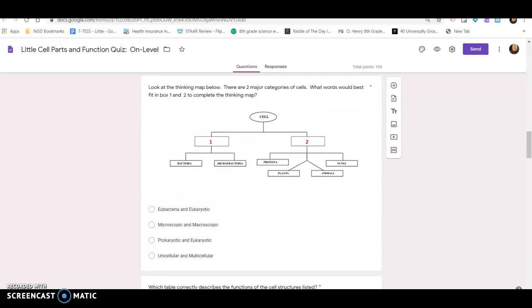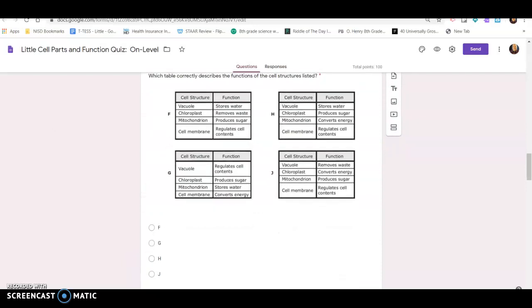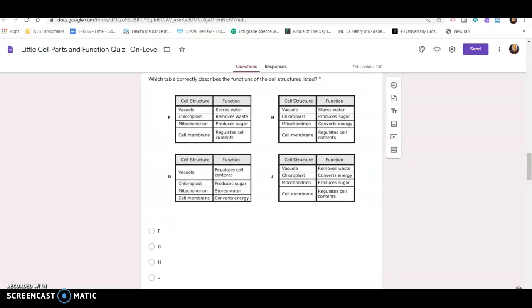Look at the thinking map below. There are two major categories of cells. Which words best describe or best fit in box 1 and box 2 to complete the thinking map? Eubacteria and eukaryotic, microscopic and macroscopic, prokaryotic and eukaryotic, or unicellular and multicellular. Next question. Which table correctly describes the function of the cell structures listed? F, G, H, or J?